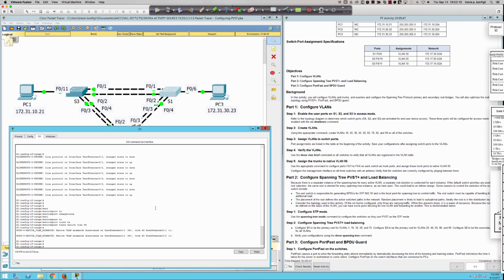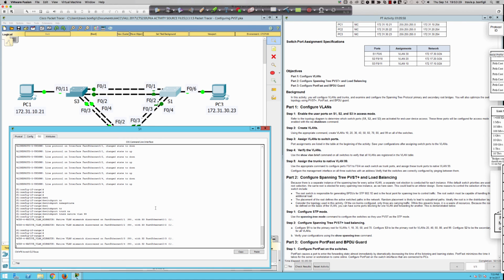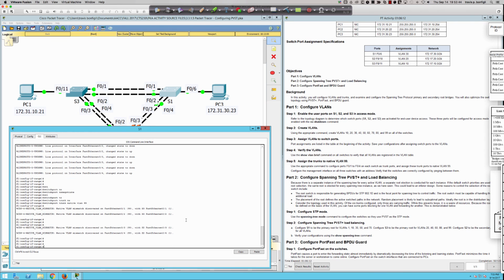Now, what do we see right away? We get a native VLAN mismatch, and this is to be expected because we've changed the native VLAN on both sides, or I should say on one side of these links that are going to be trunk links. And you'll notice that we're now getting Switch 2 and Switch 3 complaining, right? Because we've changed all of Switch 1's trunk ports.